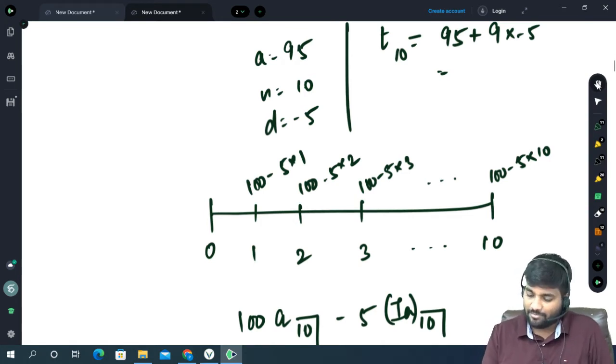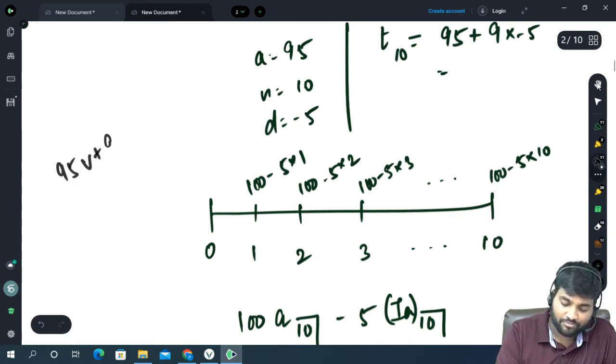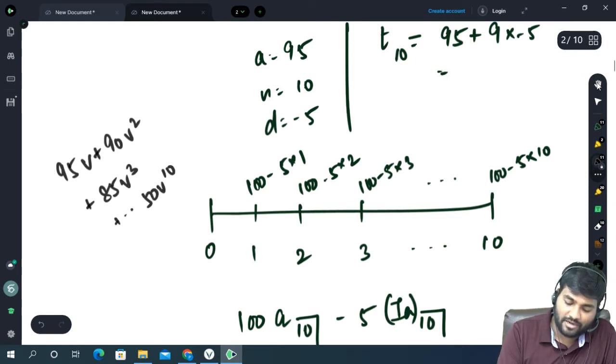So for the second part, it was basically 95v plus 90v squared plus 85v cubed plus dot dot dot 50v to the power 10. This was the expansion.